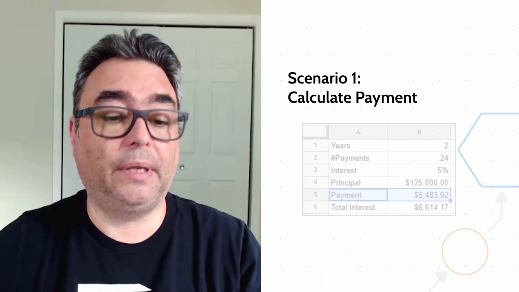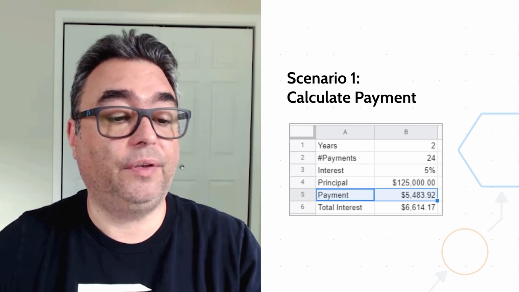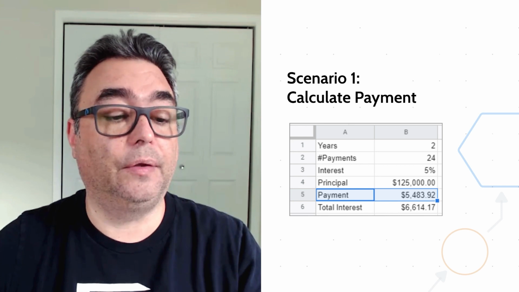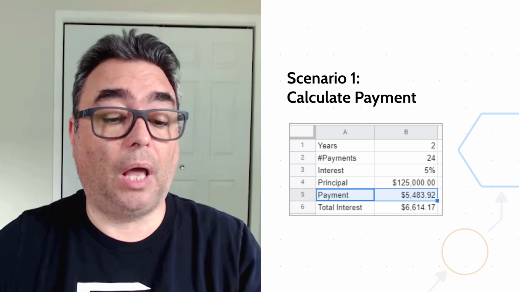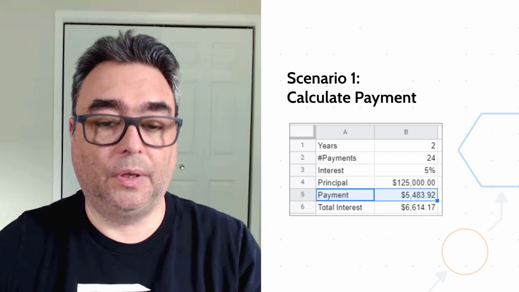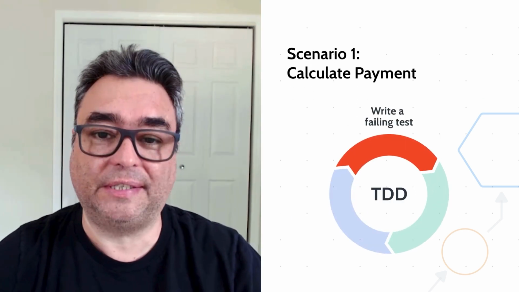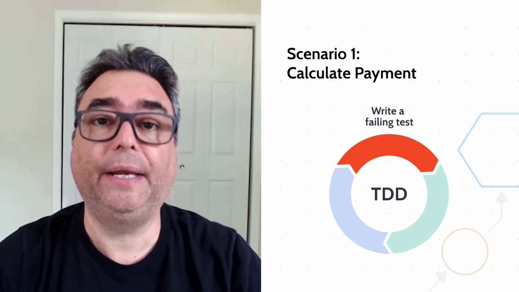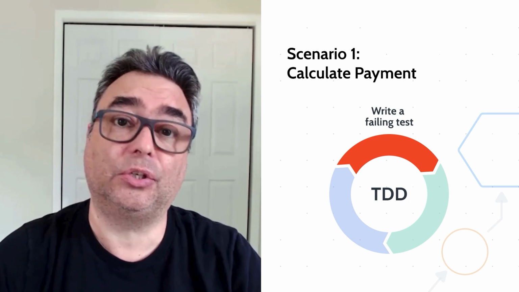A quick refresher for the scenario. We need to calculate the payment, and the payment needs the number of years or the number of payments, the interest rate, and the principal, and it will output the monthly payment amount. For this scenario, we are on the step of writing a failing test. In order to write a failing test, I need to have the public method that the test is going to reference.